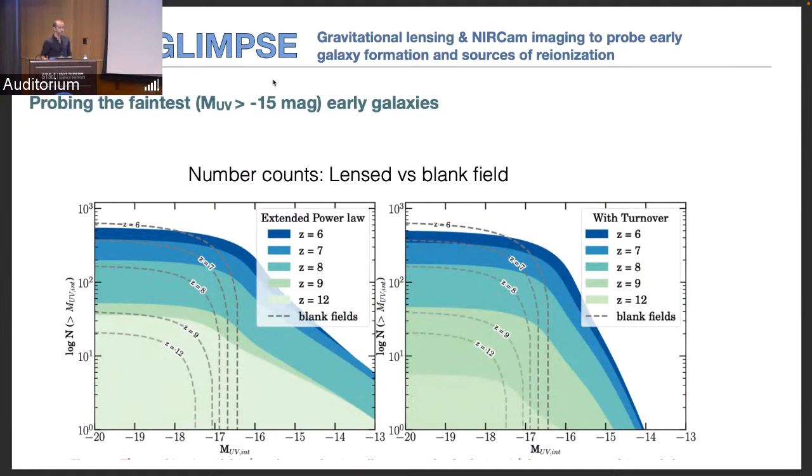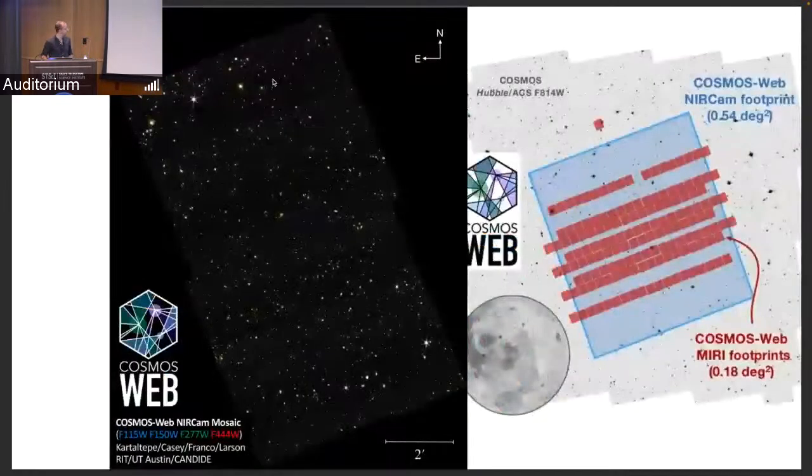And if you are still not convinced about the benefits of lensing, I'm showing here the comparison of what you expect in terms of number counts of these galaxies with lensing and without lensing. You can see here in the blank fields with dashed lines, and the color fields are the lensed fields. So we're expecting hundreds of galaxies fainter than -16 with this program in lensed fields, and we would expect 0 galaxies fainter than -16 in blank field. So the only way to do this is really to do lensing fields.